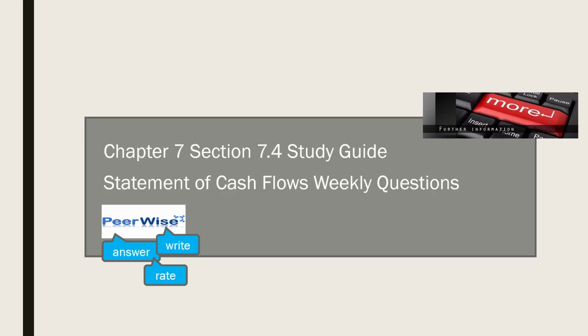For further information on cash flows from investing and financing activities, go back to Chapter 7, Section 7.4 in the study guide, and also review the Statement of Cash Flows weekly questions. Also answer, write and rate questions on cash flows from operating activities in Peerwise.